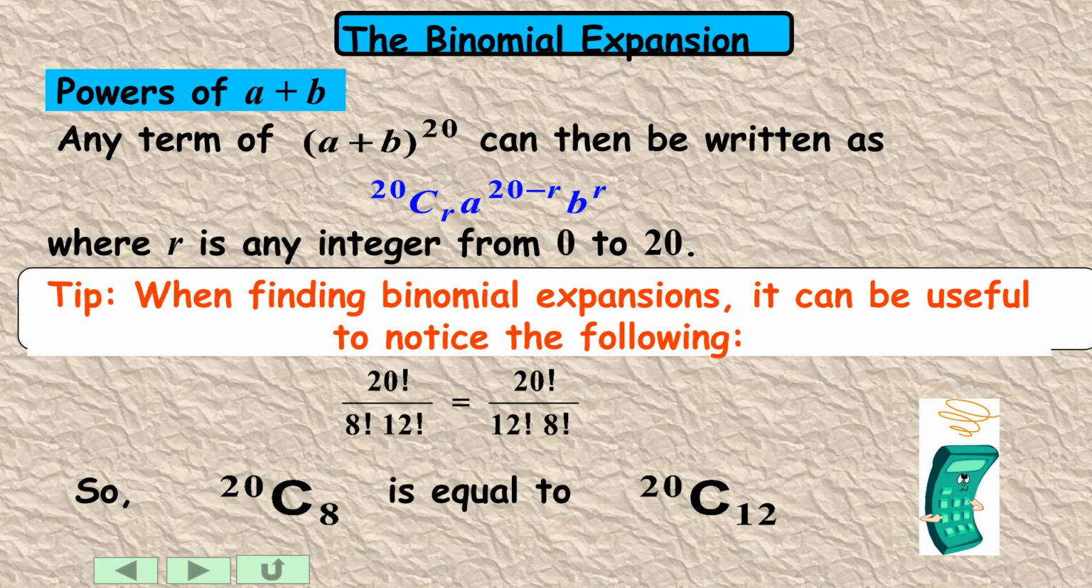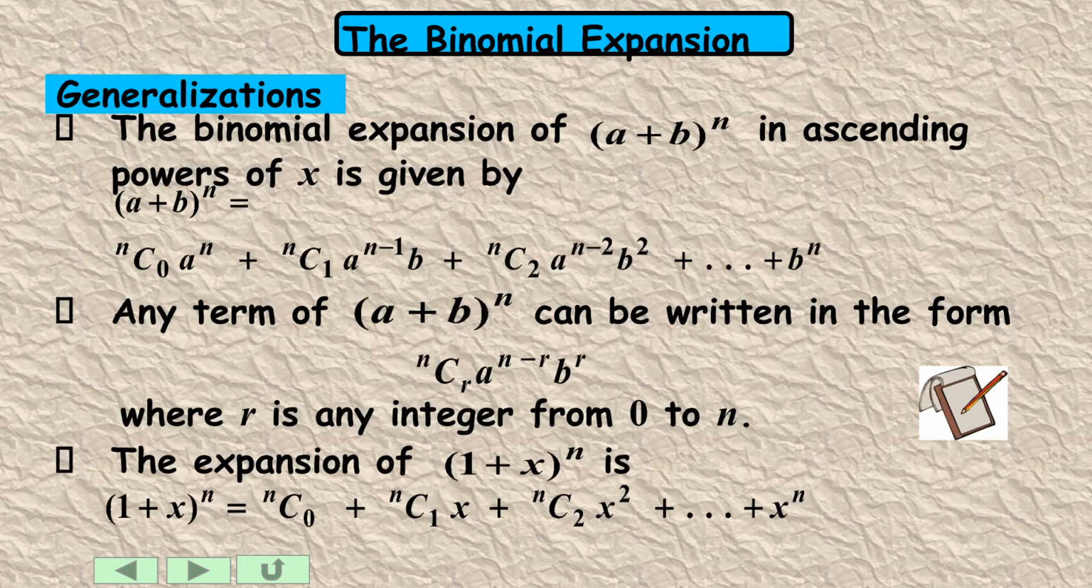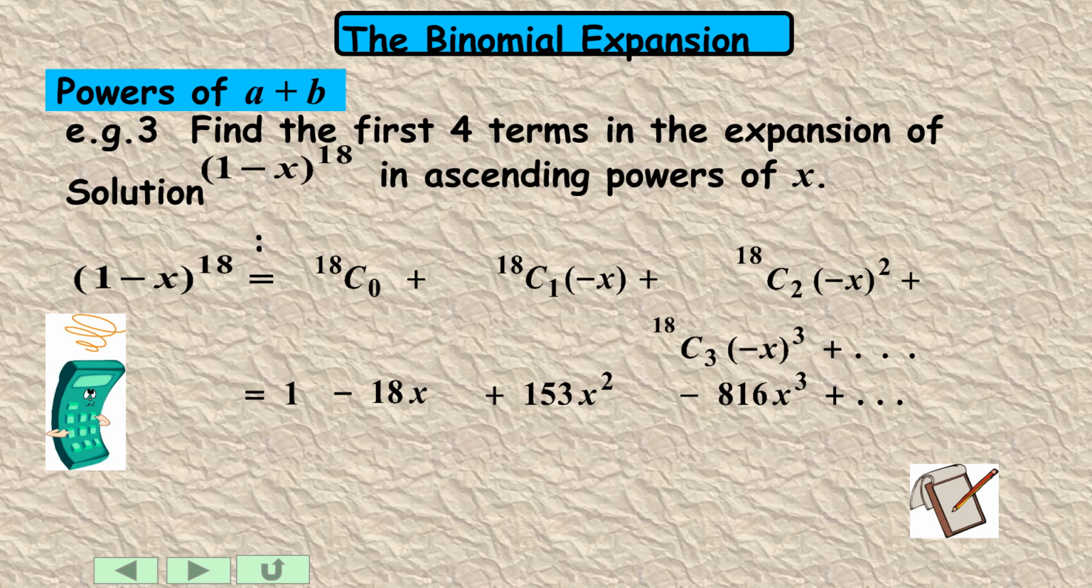Since n choose 0 is calculated by n factorial divided by 0 factorial times n factorial, 0 factorial must be equal to 1. Any term of a plus b to the power of n can be written as n choose r times a to the power of n minus r times b to the power of r. Here, r is any integer from 0 to n. A useful tip: when finding binomial expansions, the powers in each term always sum to n.